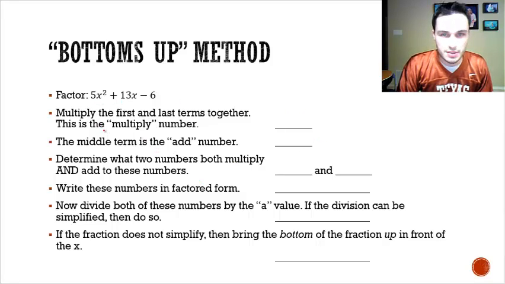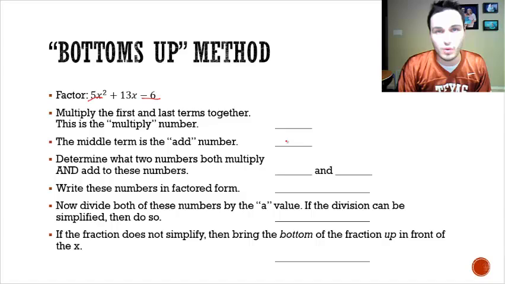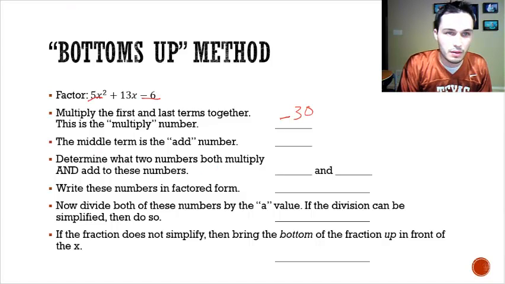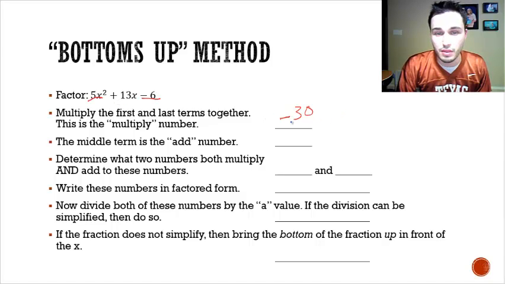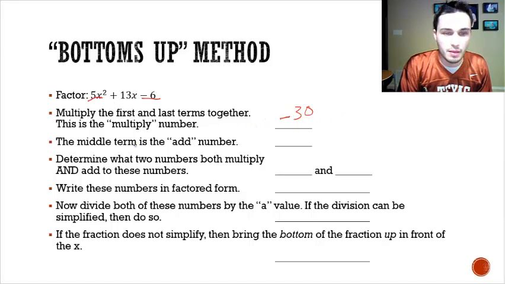So the first step in this method is you have to multiply the first and last terms together. Well, 5 times negative 6, because I'm ignoring the x's right now, just 5 times negative 6 is negative 30. Just need to keep track of this number for a minute. This is negative 30. We're going to think of this as the multiply number. The number in the middle we're going to think of as the add number. So that's positive 13.